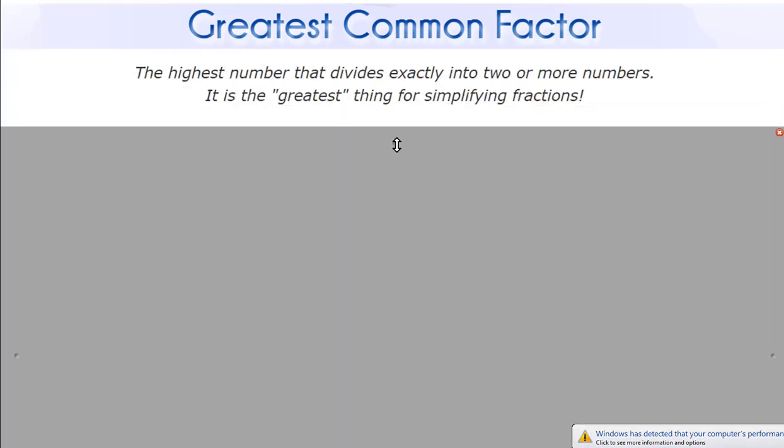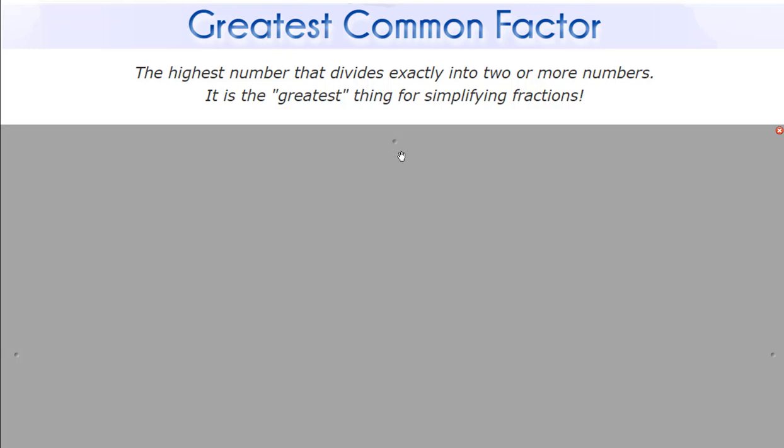Okay, so let's talk about our next term, greatest common factor. So we talked about common factors, now we're looking for the biggest one. And we'll actually use that previous example again. So the highest number that divides exactly into two or more numbers is our greatest common factor. You could use it for simplifying fractions. We're going to use it for algebraic stuff though, quadratic expressions. So we're looking for the factor that's the biggest, the number that divides all the terms in something evenly, and we want to find the one that does it the biggest.